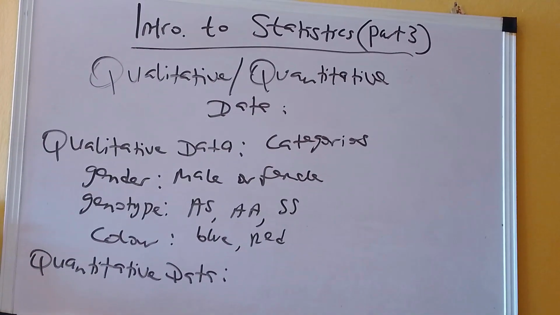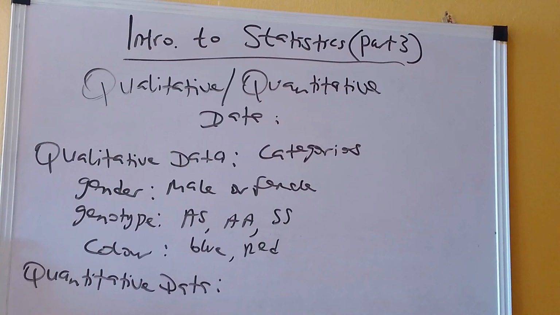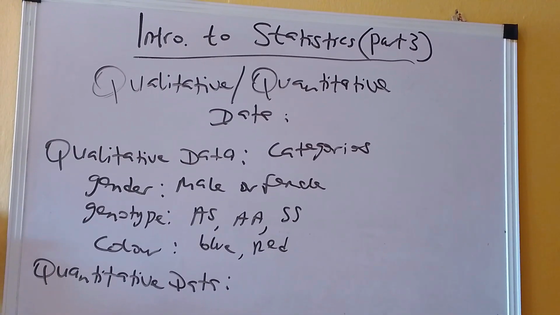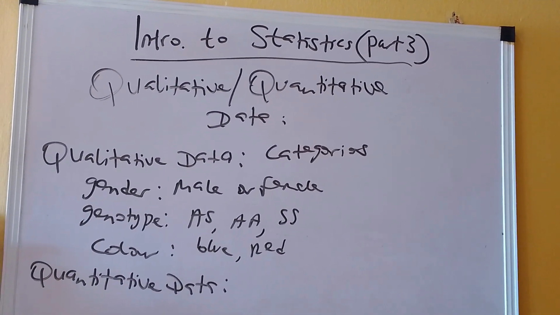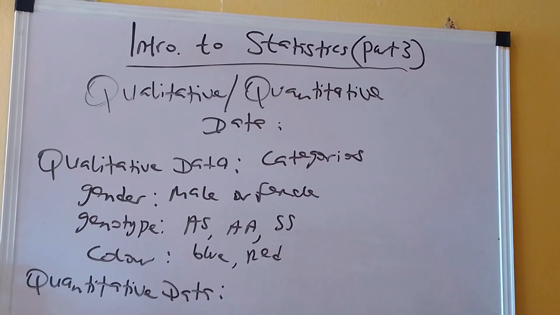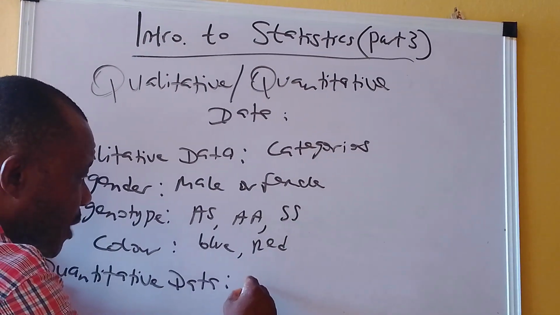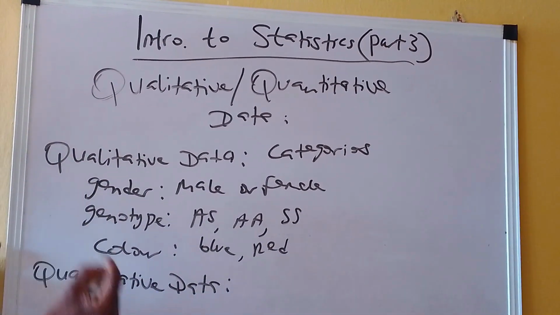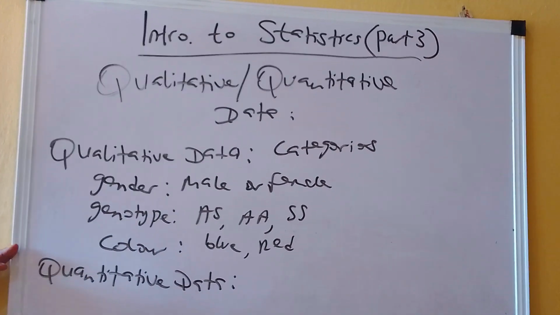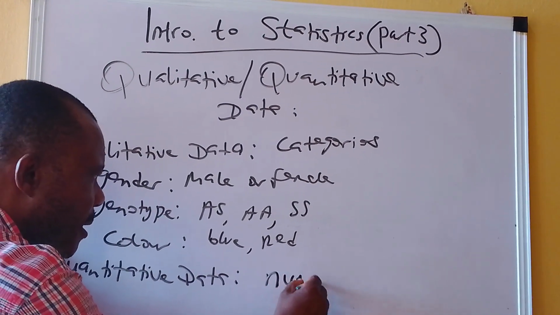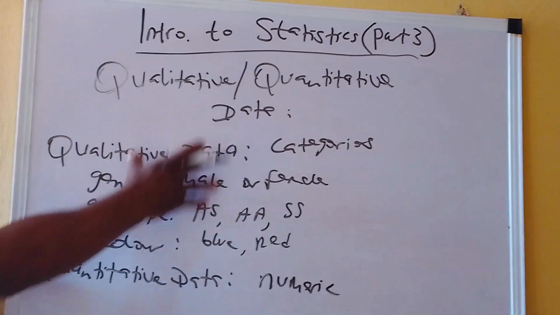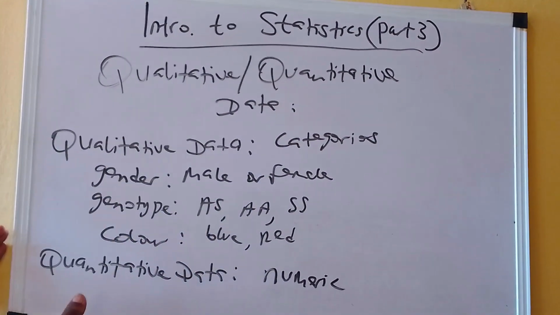Quantitative data are data that are numeric. They are numbers that you can measure and number. You can measure them in numerical form, in values. So they are numeric, unlike this one that can just be grouped or categorized.